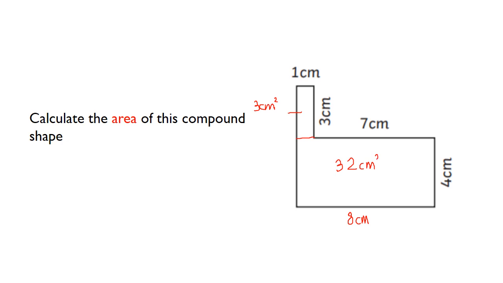And in order to work out the area of the whole compound shape, we need to add the area of this shape to this shape. And I think we can all do that quite quickly. 32 centimetres squared plus 3 centimetres squared is 35 centimetres squared. So the area of this compound shape is 35 centimetres squared. So sometimes you might not be given all the dimensions, all the measurements that you need, but there will always be a way of working out the missing dimension.